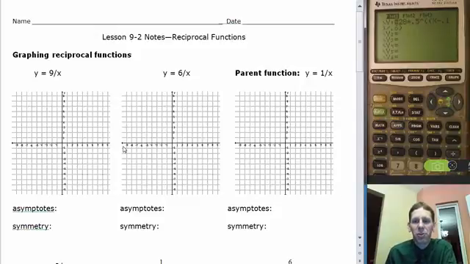These are the Lesson 9.2 notes on reciprocal functions. Today we're going to graph reciprocal functions and their translations. What is a reciprocal function?